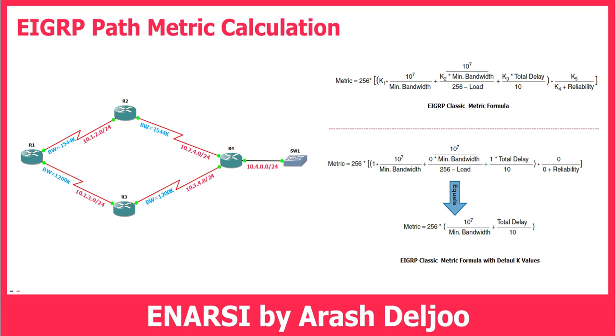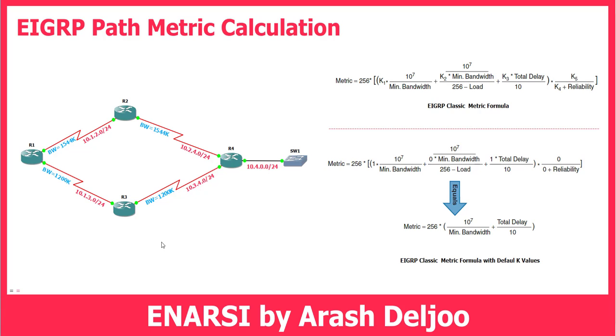In the first step, I will talk about the classic metric calculation, and after that we will learn about the named EIGRP metric calculation. Let me first talk about some of the features, the criteria that in EIGRP we are using for calculating the metric. Look at here, we have a simple scenario. I have configured this scenario before, and I'm going to use this scenario for the EIGRP path metric calculation explanation.